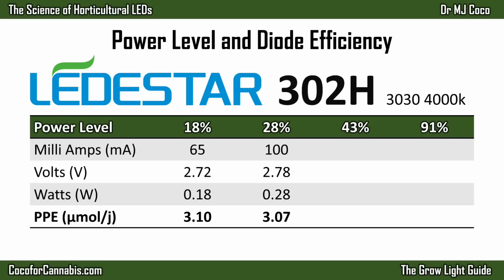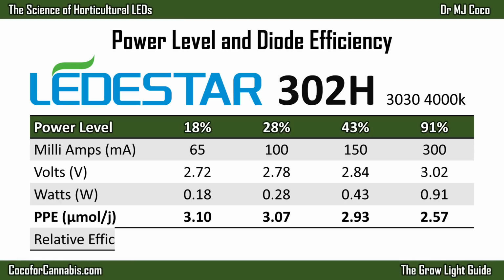Then they increased the power to 150 milliamps. At 2.84 volts, that's 0.43 watts, or 43% of the rated capacity. At this power level, the PPE dropped to 2.93 micromoles per joule. Then they increased the power to 300 milliamps. At 3.02 volts, they were driving 0.91 watts of energy through the diode. This is 91% of the rated capacity. At this power level, the PPE dropped to 2.57 micromoles per joule.